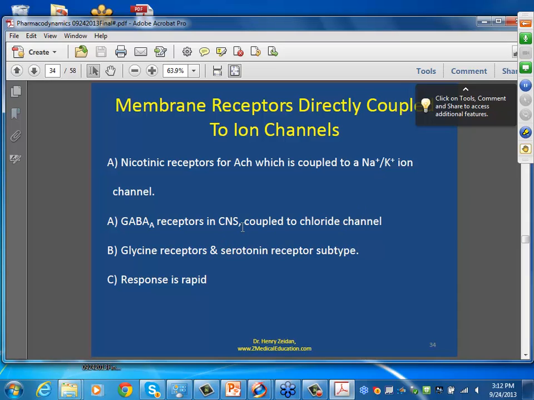That's the central nervous system, as I promised you. You will see GABA, gamma aminobutyric acid, A receptors in the central nervous system, and that is coupled with a chloride channel. See that? So essentially, those receptors wait for the chloride to bind in, and then the opening takes place. Glycine receptors and a serotonin receptor subtype follow the same pattern. The response here is rapid. Why is that? Because ion channels exist on the cell membrane. So it's a matter of milliseconds, because it doesn't require a cascade. It doesn't require Gs or Gi proteins, doesn't require protein kinase, and it doesn't go intracellular.